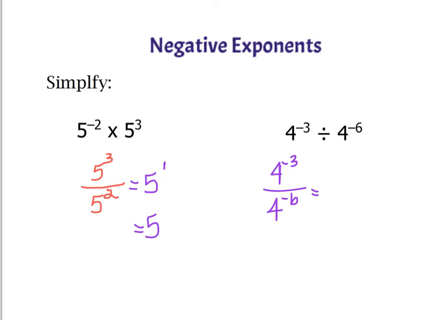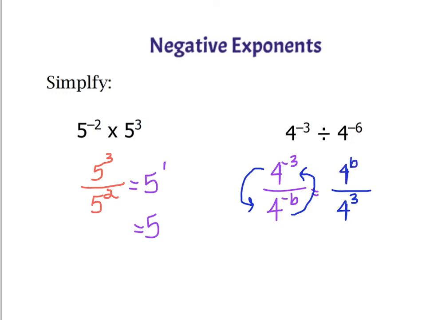Now, what I need to do, since I have these two negative exponents, I'm going to need to move them to the opposite side of my fraction bar. So this 4 to the negative third, I can rewrite it as positive by putting it in the denominator. On the reverse side, since the 4 to the negative 6, the exponent is negative, I can move it up to the numerator to make it positive.